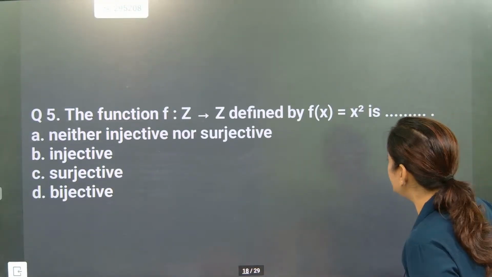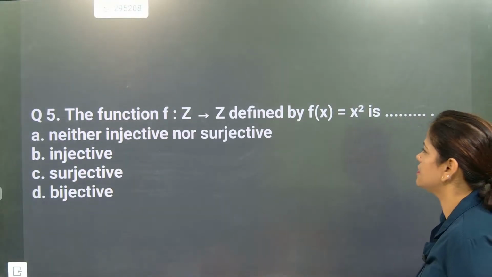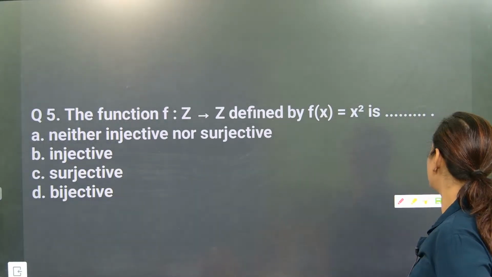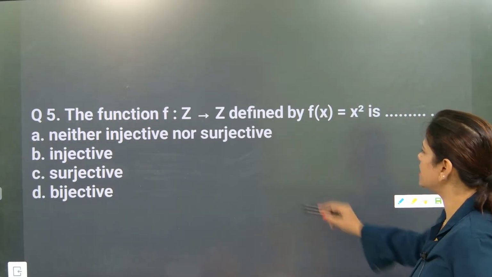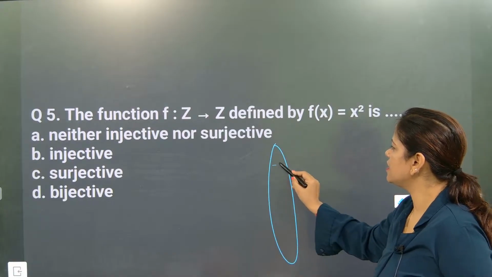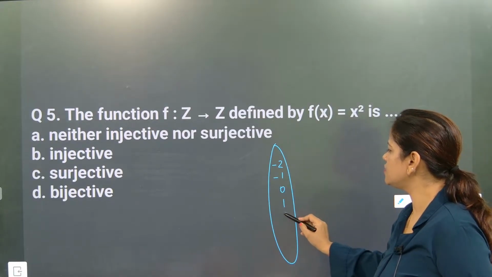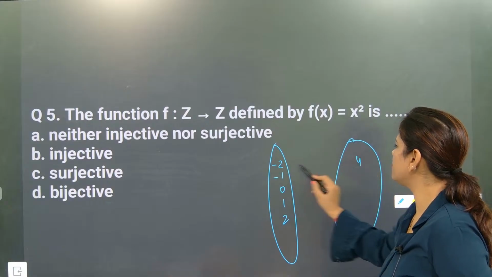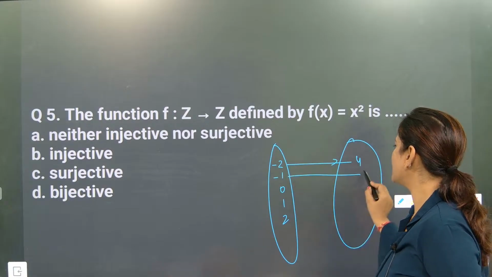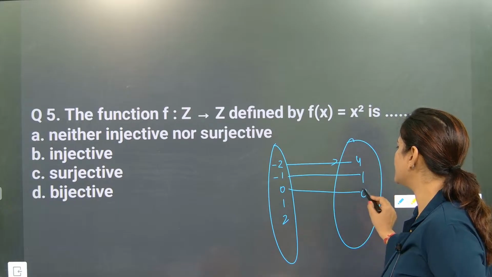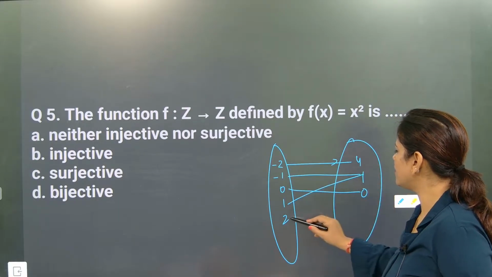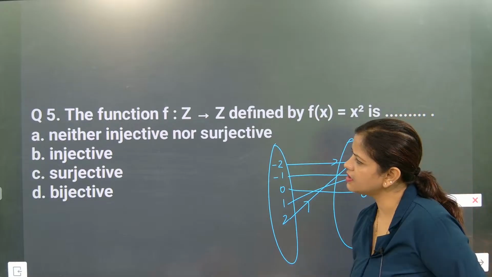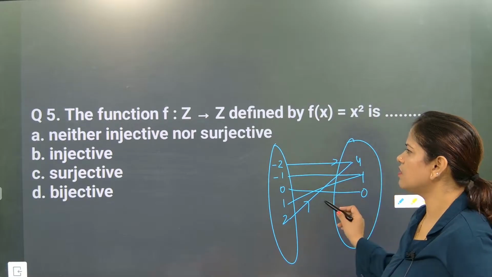The function integer to integer. So definitely, when integers are there, all negative integers are also taken, beta, because the square is there. So minus 2, minus 1, 0, 1, 2. When you take minus 2, the square of minus 2 becomes 4. Square of minus 1 becomes 1. Square of 0 becomes 0. Square of 1 becomes 1. Square of 2 becomes 4. So this is many-one. Many-one means it is not injective.